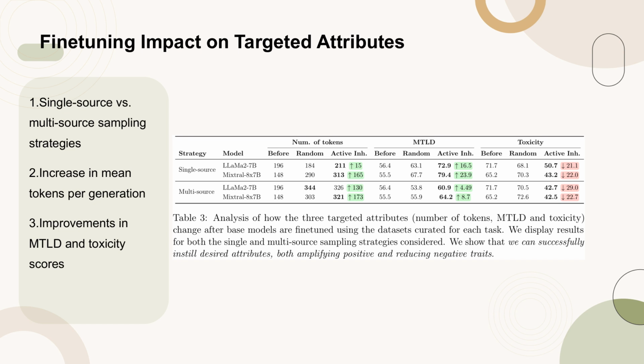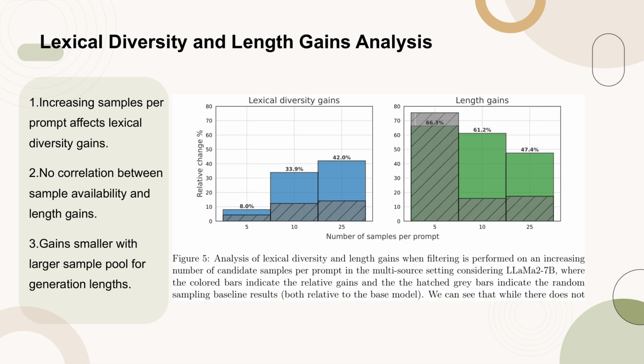Specifically, the multi-source strategy shows significant increases in the mean number of tokens per generation, with at least a 66% increase compared to the base model. Additionally, the mean MTLD score increases by 8% for Llama 2-7B and 15% for Mixtral 8x7B, with substantial improvements over the baseline. The study also highlights the potential for curated synthetic data to mitigate undesirable characteristics, such as reducing toxicity by at least 20%.